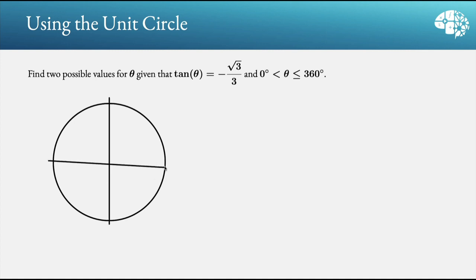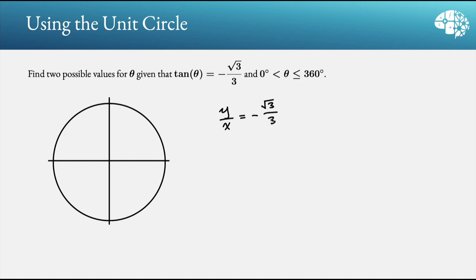And we've got our y over our x that needs to equal negative square root of 3 over 3. So figuring this out, there's a little bit that we have to work on here. First of all, 3 is never a number on the unit circle. The square root of 3 is.